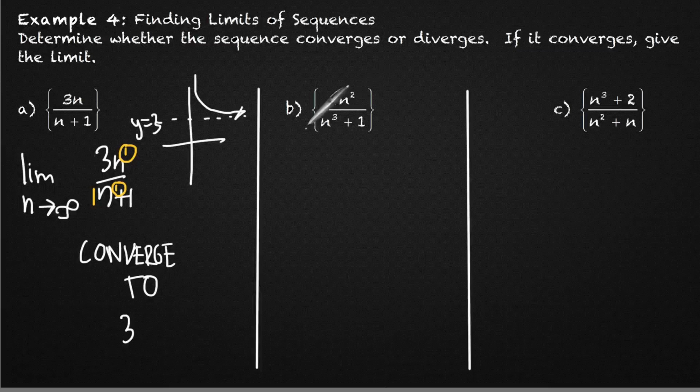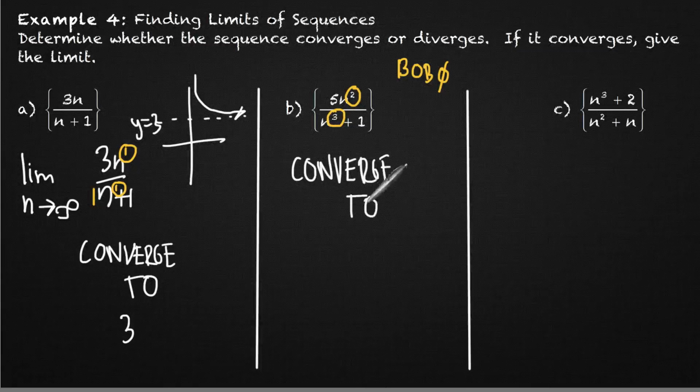Okay, let's look at letter B. Here we have a situation where the power on the bottom is bigger than the power on the top. You remember that's the BOBO. When the power is bigger on the bottom, it's going to be going to 0. So there's our answer right there. This is going to converge to 0. All right, letter C.